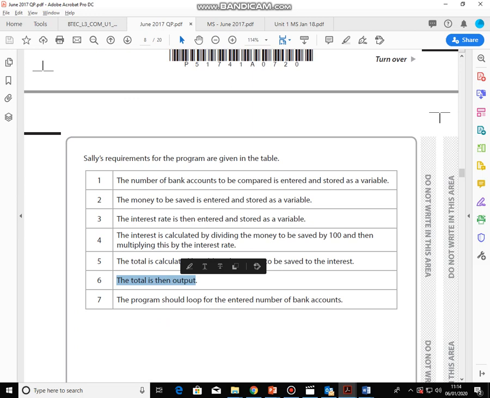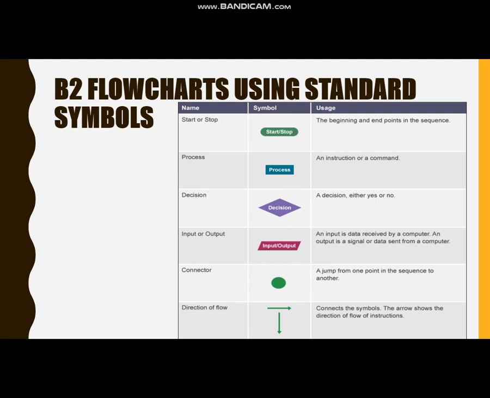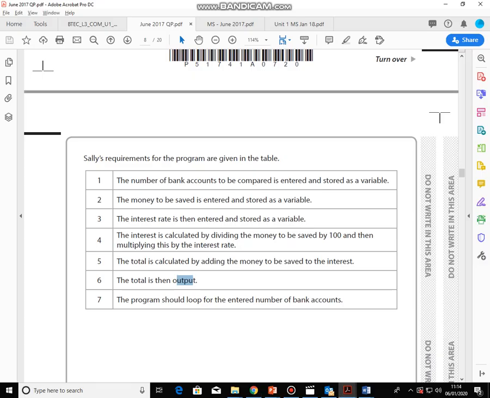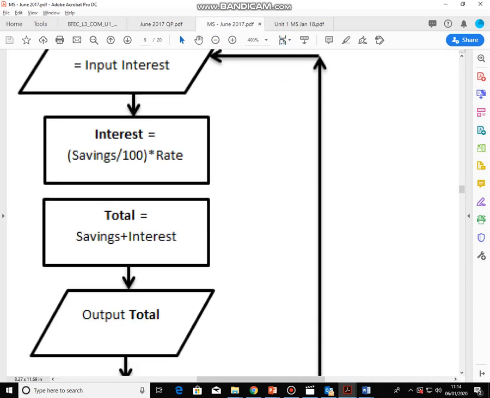All right, now let's go back to the question. The total is then output. Going back to our shapes here, which one of these is output? There. So we can see that output is the same shape as the input one. So we just need to output what we worked out here. If I go back to this one, you see we have output total, which was worked out here. All very straightforward so far, I like to hope.